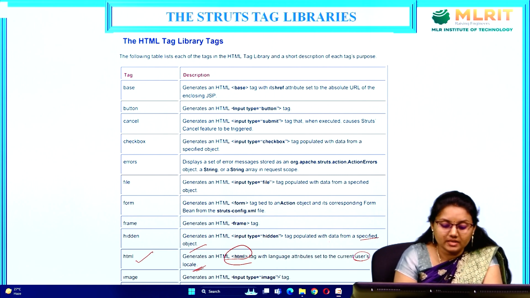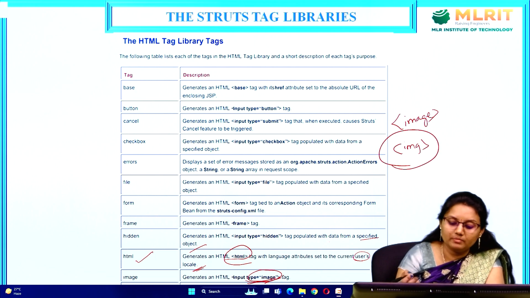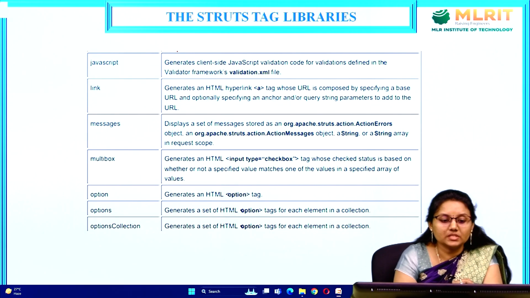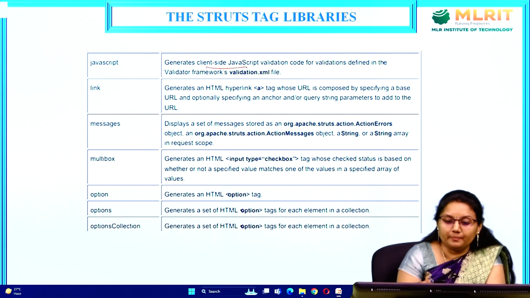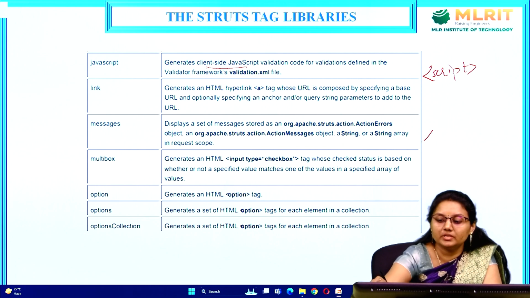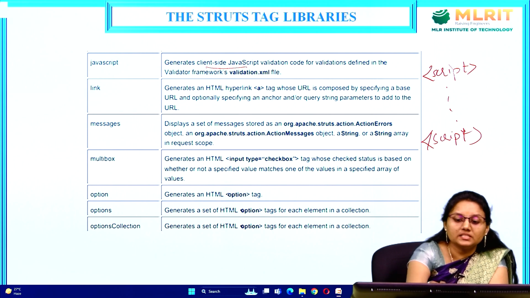Image generates an image. So for input type, what do we have to give? Image. In HTML we have the image tag, or you can also write the img tag. So in this way we have input type equals image in our HTML tag library. JavaScript generates the client-side scripting. Means whatever script tags we write. Inside the script tags whatever we give, these tags are used for doing the validation, right? So it generates the client-side JavaScript validation defined in the validator framework.